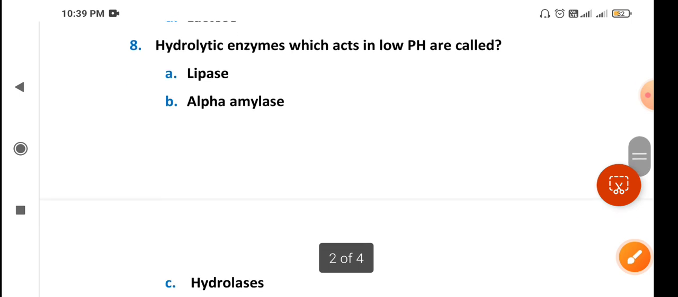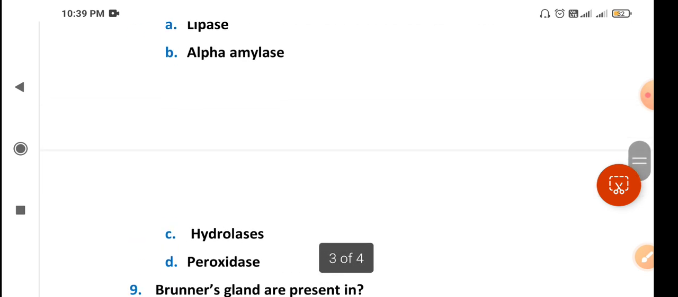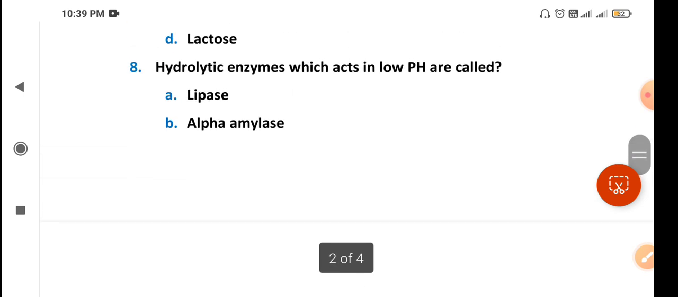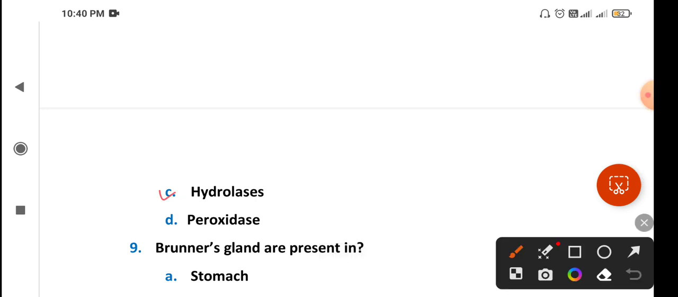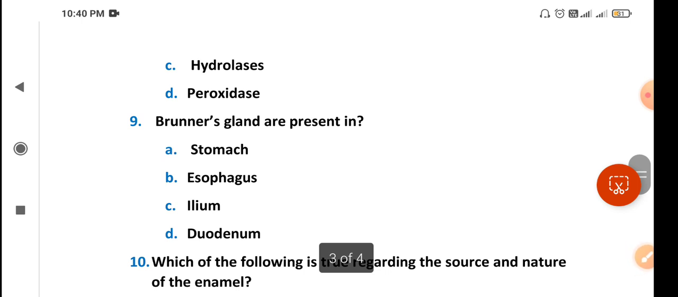So now the next question is, hydrolytic enzymes which act in low pH are called. This is a memory based question. So the enzymes which act in low pH are called hydrolases. So no need to think upon this question very much. The answer is very, you can say, straightforward. So now the ninth question, Brunner's gland are present in. So they are present in the duodenum.